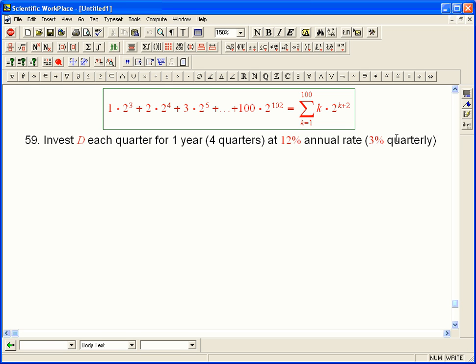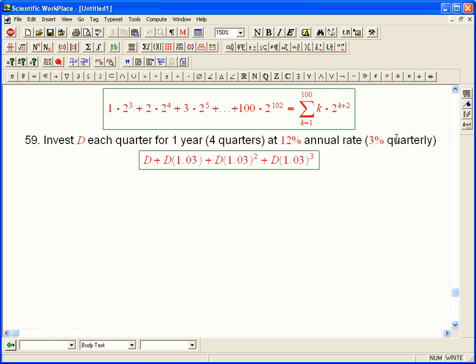Remember, we always take that annual rate and we divide it by however many times the compounding happens. Okay. Well, what's that going to be? We know that that's going to be D. That's one of the investments, the one that hasn't earned any interest. And then plus D 1.03. That's the investment that has earned interest once. Plus D 1.03 squared plus D 1.03 cubed.